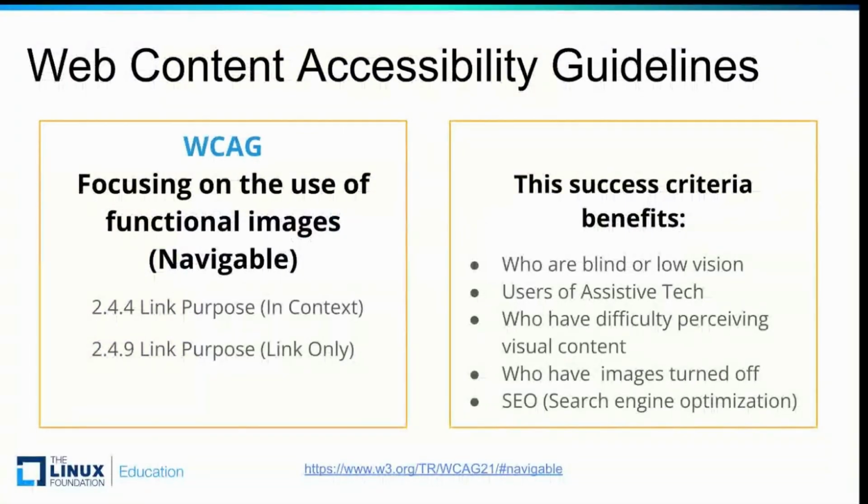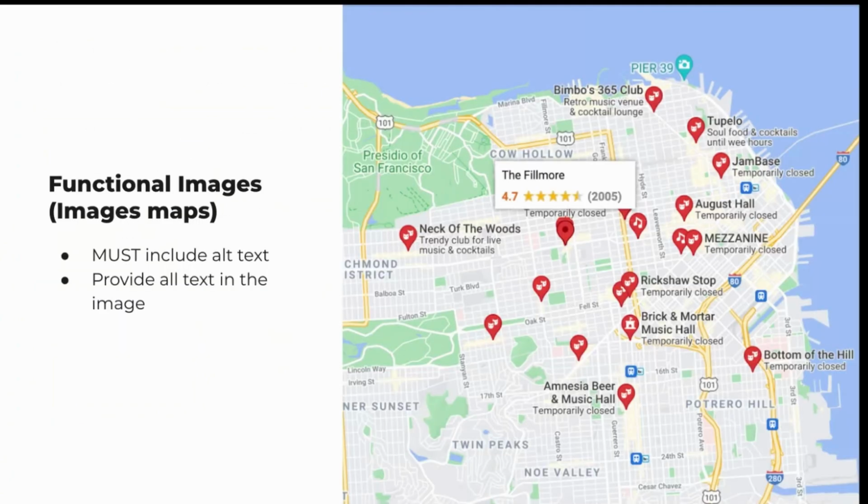Functional images. Here you go, Eric. So functional images are images that are also navigable. And there's a whole set of criteria around this. A lot of this has the same criteria as the other ones. But these are images that have multiple clickable zones. So these are image maps, org charts, icons, buttons, they're all over the place. They're used to trigger actions.